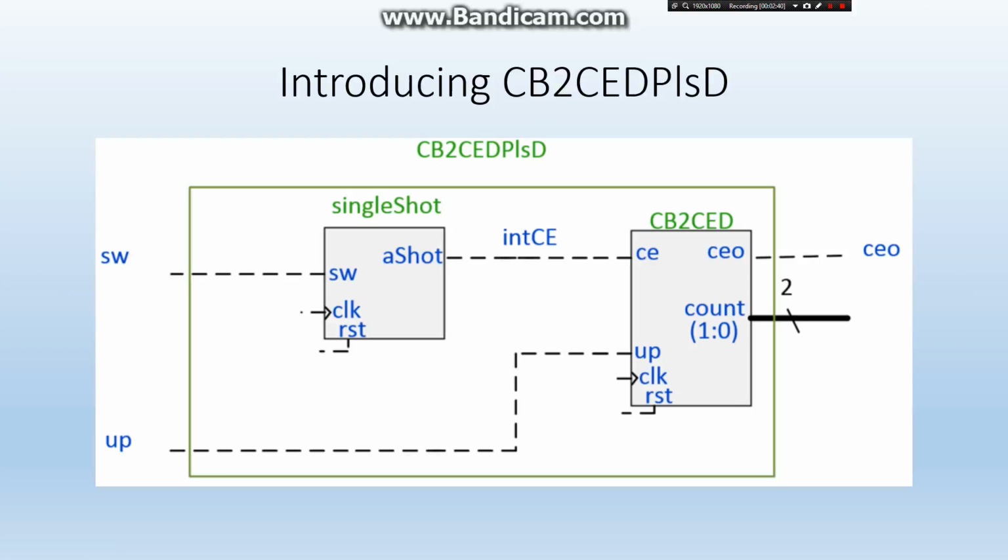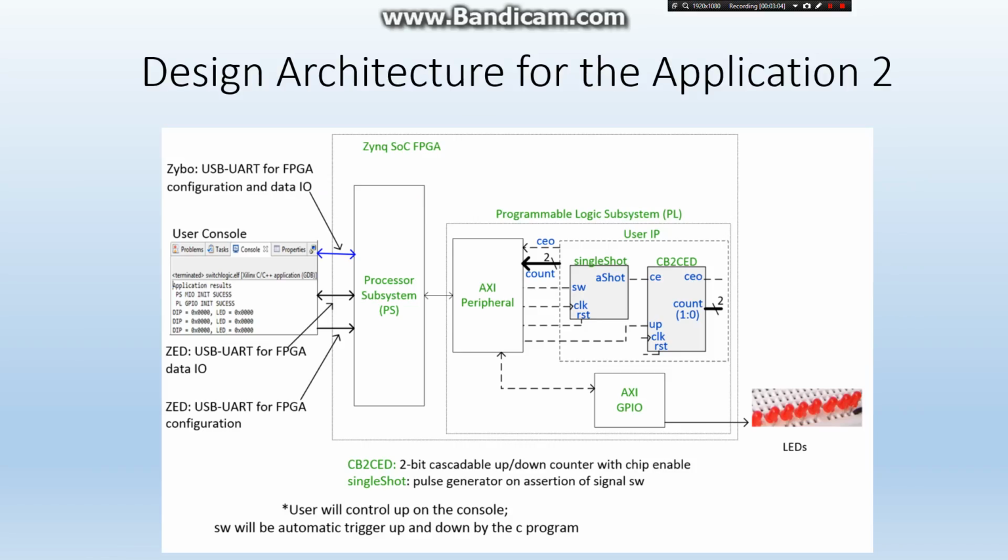So this is our top level struct. This is how we're going to connect all of them. You have a switch connected to the single shot, then you're going to generate the signal here, internal chip enable, which will connect A shot to chip enable on the CB2CED, and you have the 2 outputs, and the up input goes straight to this block. So it's not really complicated, but something that has to be done.